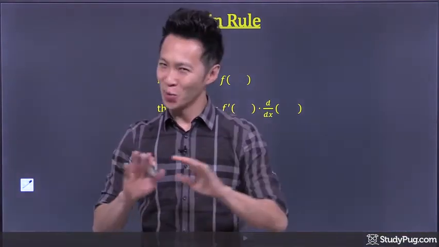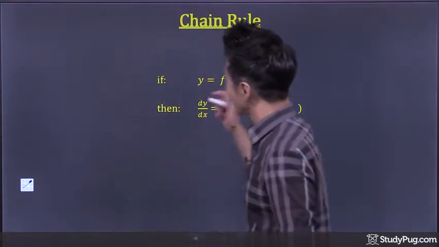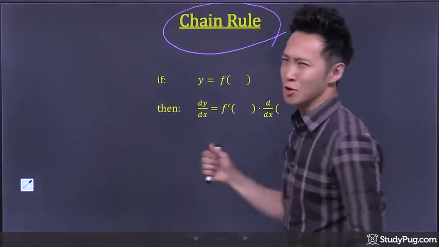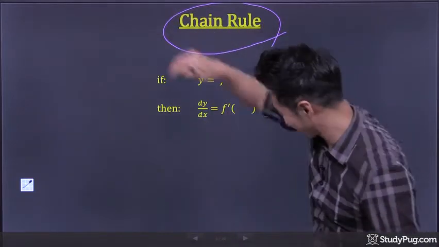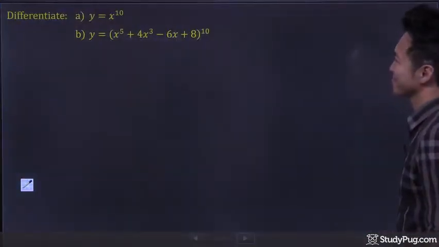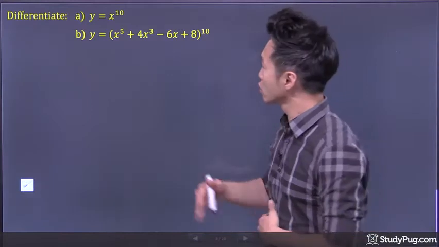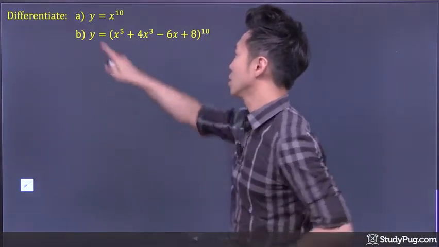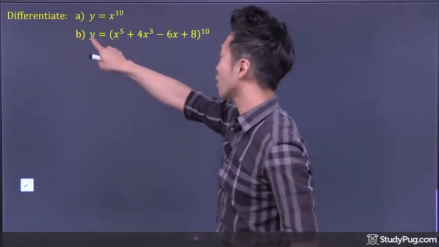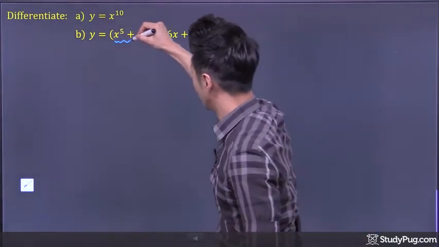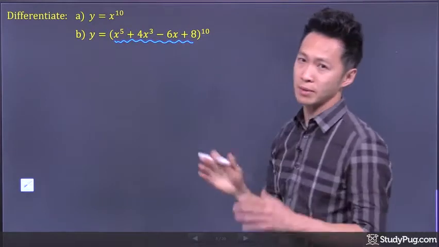Now, without further ado, let me show you how to use the chain rule to conquer the world of differential calculus. Let's go. In this question, we're going to differentiate two functions. First function, y equals x to the power of 10. Second function, y equals this long polynomial to the power of 10.